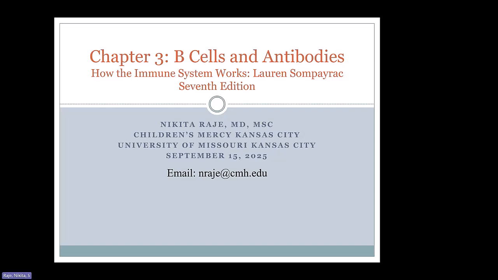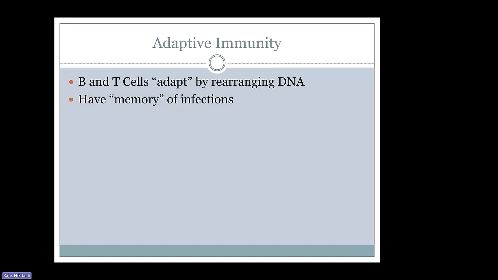All right, moving on to chapter 3, we are talking about B cells and antibodies here. Remember, now we are talking about the adaptive immune system. B and T cells adapt by rearranging their DNA. We talked about the VDJ recombination last time. And remember that adaptive immunity has this special feature of memory for infections.